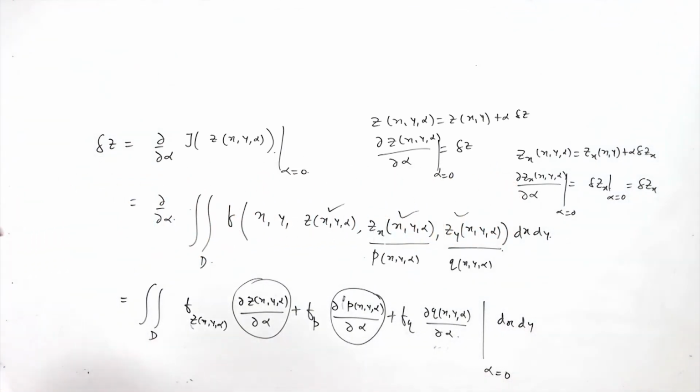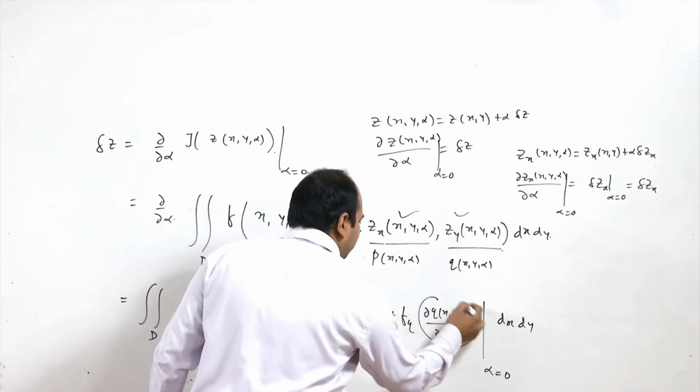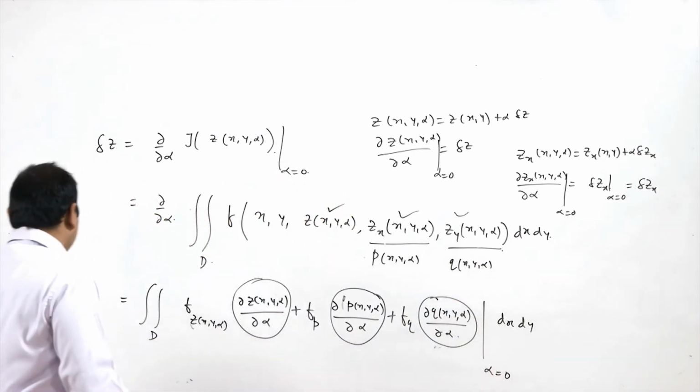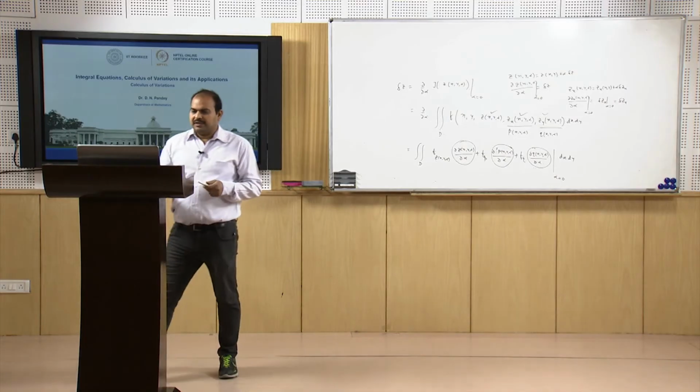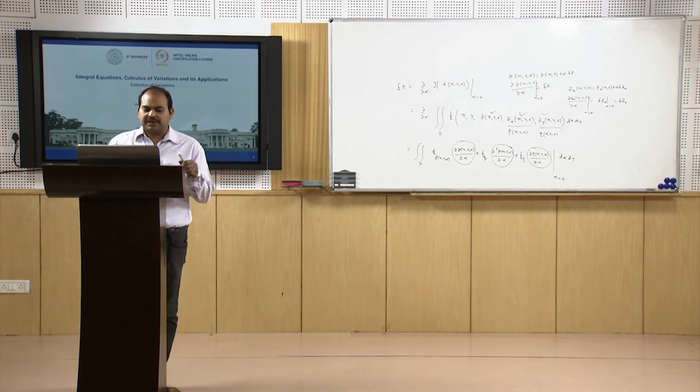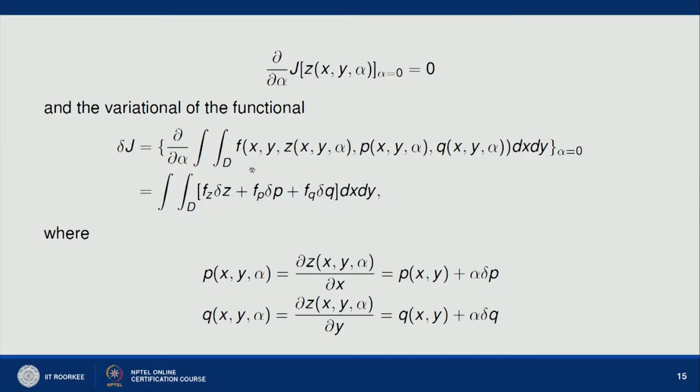So similarly you can calculate the derivative here at alpha equal to 0, and it is coming out to be delta q here. So let me write it here. Here we can write the variation of the functional as the double integral of fz delta z plus fp delta p plus fq delta q dx dy, where delta p and delta q are related to p(x, y, alpha) and q(x, y, alpha) by this.